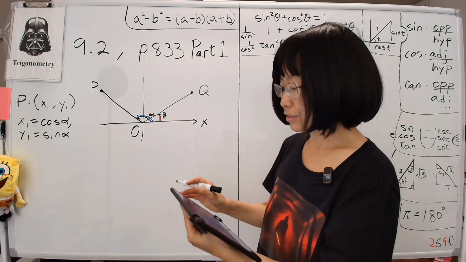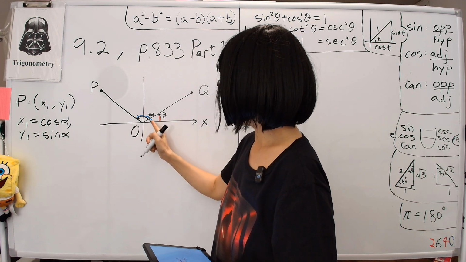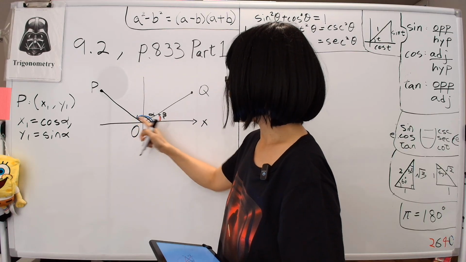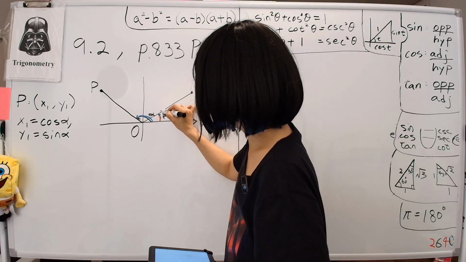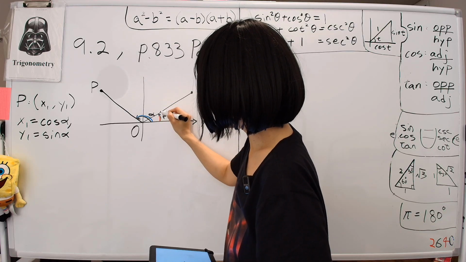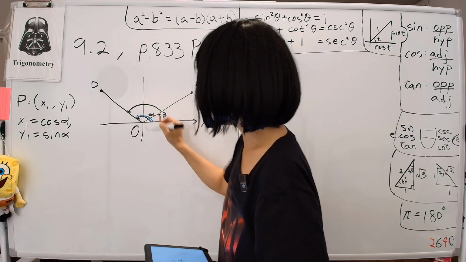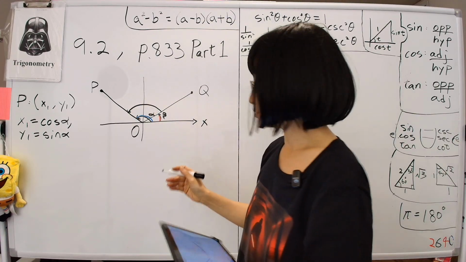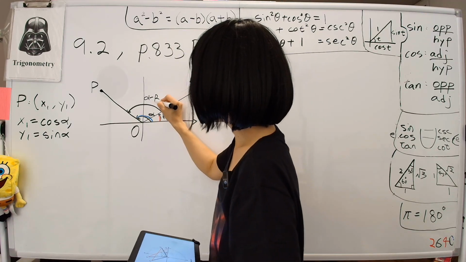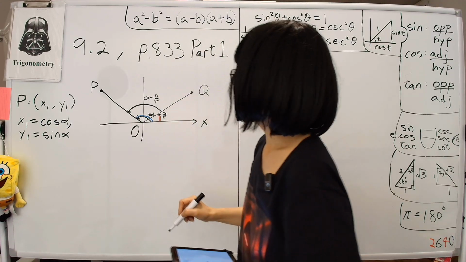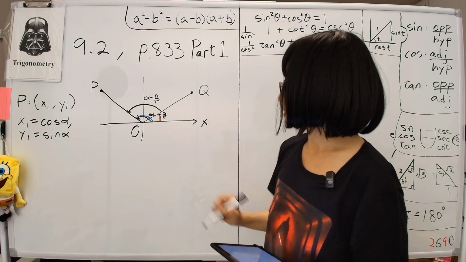Now the next thing we're going to do: the whole blue part is alpha, and the red part is beta. Their difference, which goes from here to here, is the difference of the two angles. This angle is called alpha minus beta, and that's what we're going to be working with. So far so good.